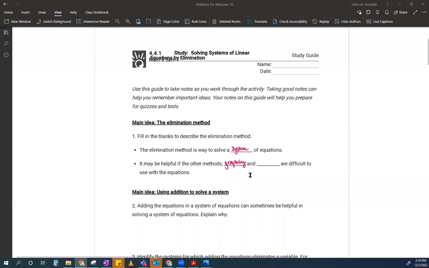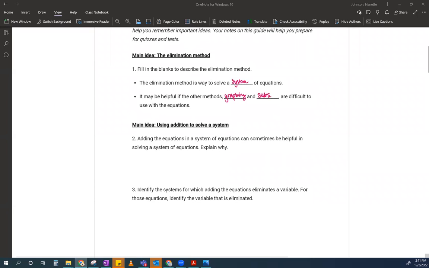So the thing that you should know about graphing and substitution is it works on every single system. Substitution and graphing work on every single system, but graphing might be a little bit difficult, especially if the two graphs intersect in a place that is not easy to determine what that solution is. So just kind of keep that in mind.